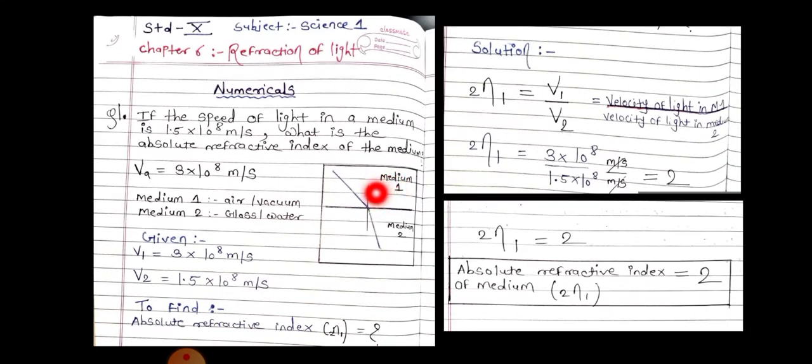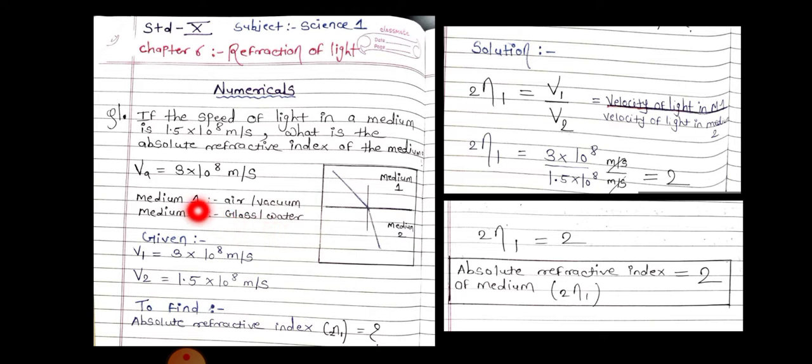Students, here you have to remember one other thing, that is the speed of light in air. You can say the velocity of light in air is equal to 3 into 10 raised to 8 meter per second. Sometimes this will be given in your question itself; if it is not given, you have to write it yourself. Okay, so let's take medium 1 as air or vacuum and medium 2 as glass or something related to water.